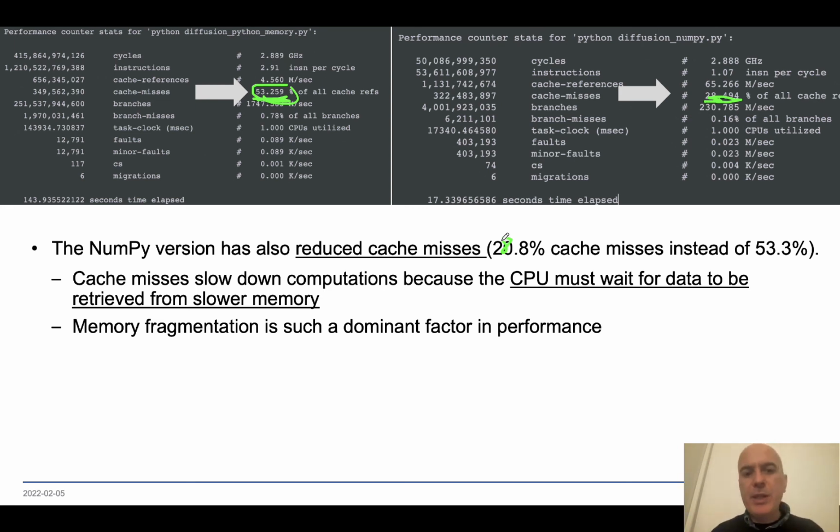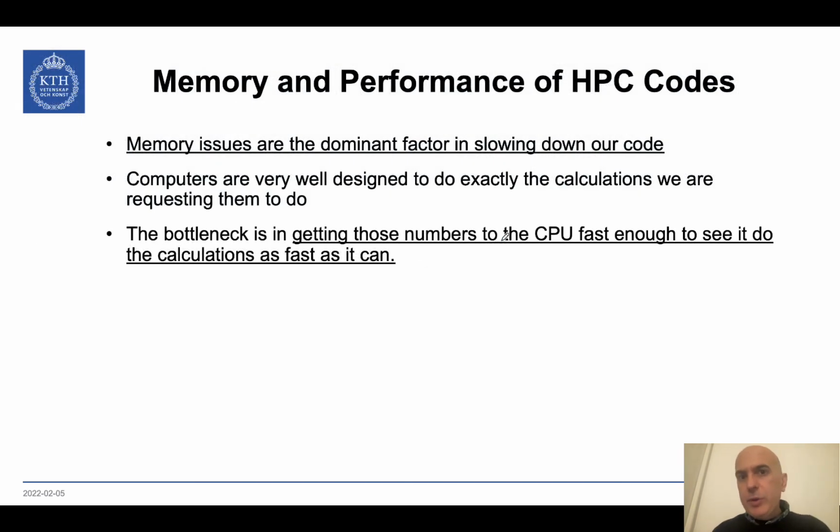And memory fragmentation is a dominant factor in performance. Again, I want to repeat and stress this many times in this course: memory issues are a dominant factor in slowing down our code. Often we think that it is computation. No, most of the time it is really memory issues. Computers are in fact very well designed to do exactly the calculations we request, but memory is the bottleneck. The bottleneck is getting those numbers to the CPU fast enough so that the calculation can also be super fast.